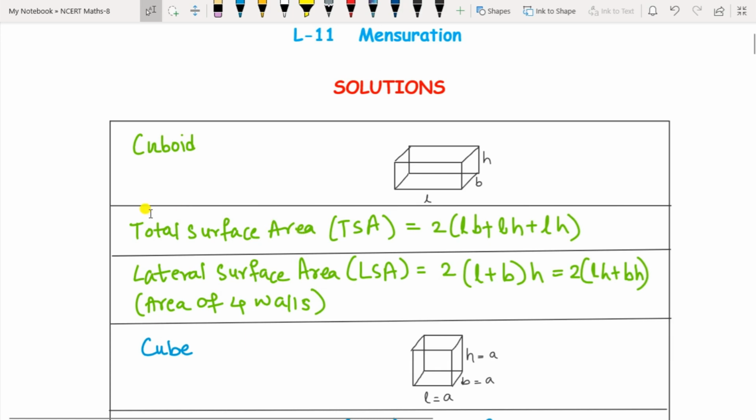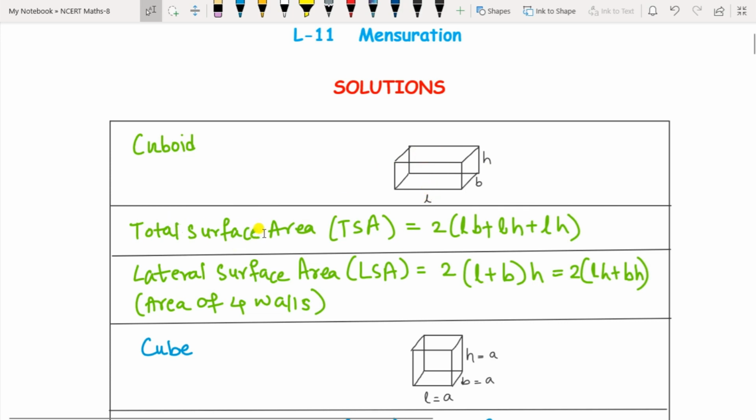What are the formulas that you have to remember in exercise 11.3? First one is about cuboid. Cuboid means a three-dimensional figure of a rectangle. Here this is called the length, this is the breadth and this is the height. Total surface area, that is called the TSA. Total surface area means all the surfaces together. A cuboid has how many surfaces? This is 1, 2, 3, 4, 5, 6. So total 6 surfaces the cuboid has.